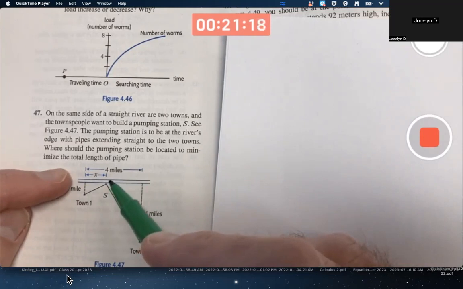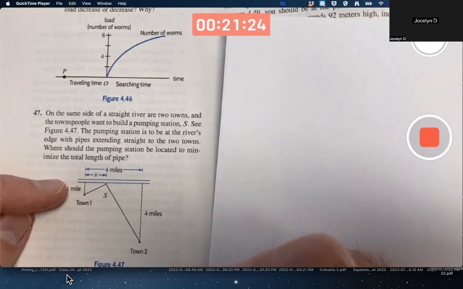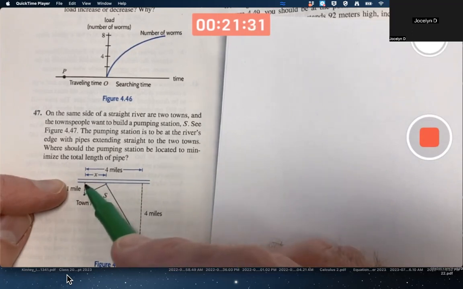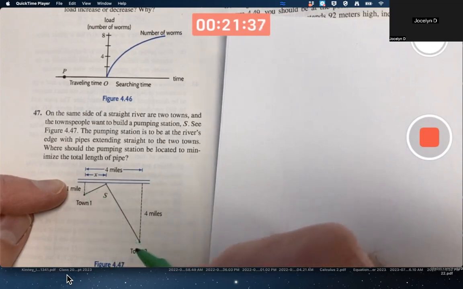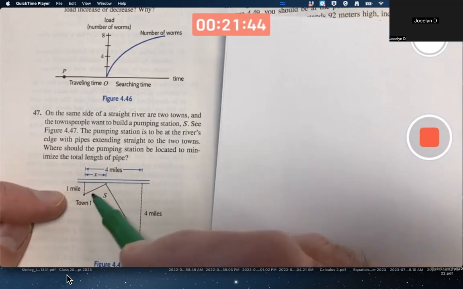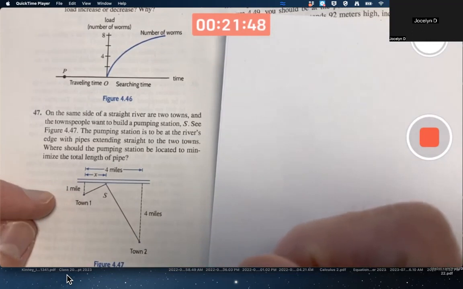X is the unknown we want to solve for. What should X be to make the total length of the pipe as small as possible? X could be really small. Maybe you want to put the pumping station really close to town 1. Then it's really close to town 1, but it's pretty far from town 2. It could be right here, closer to town 2, but then it's further from town 1. Where should we put it to make the total distance a minimum?